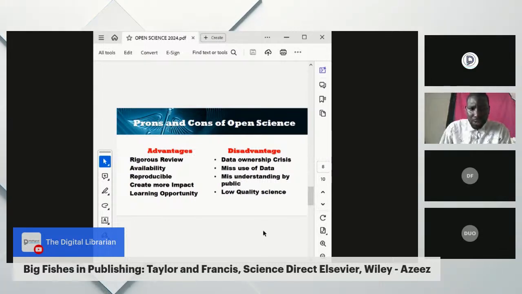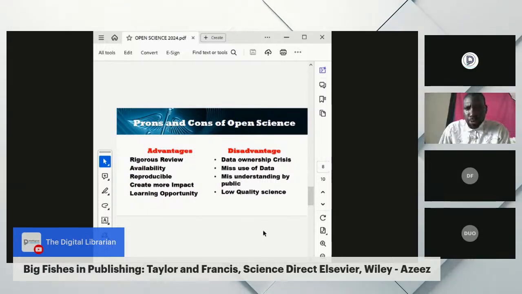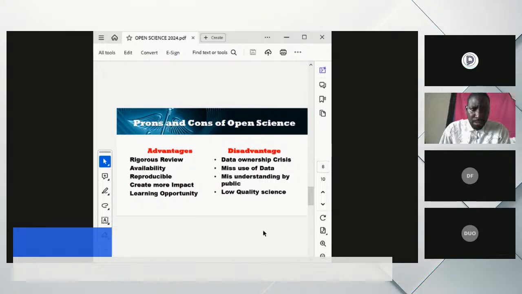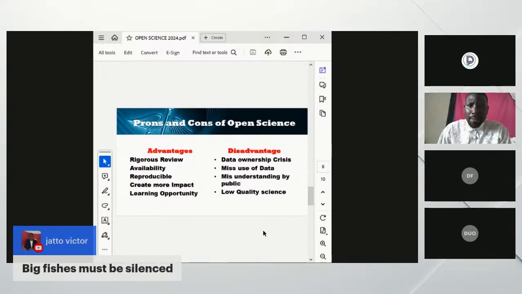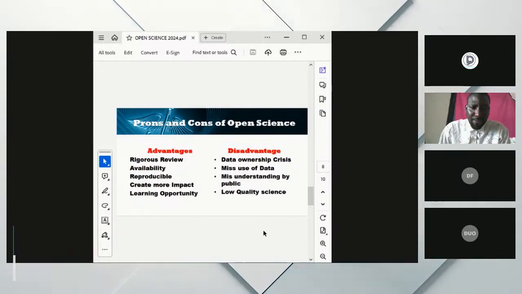Should it be researched upon? There are a lot of arguments on social media on why it should be done and why it should not be done. This is one of the advantages when resources or research are openly available. Another thing is the availability. It makes findings of scientific research openly available.